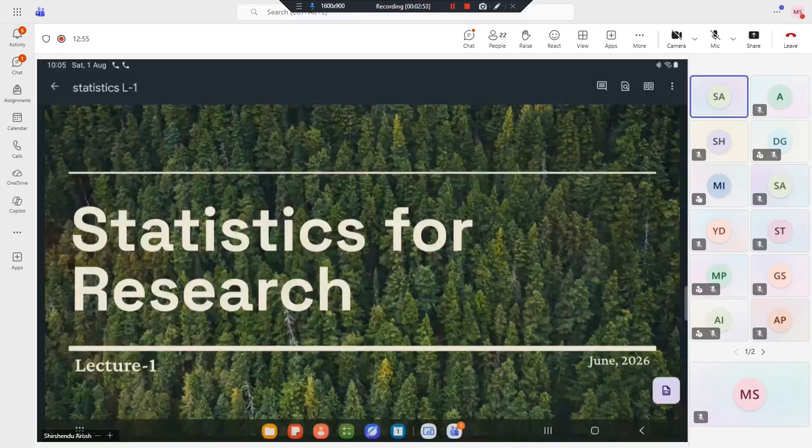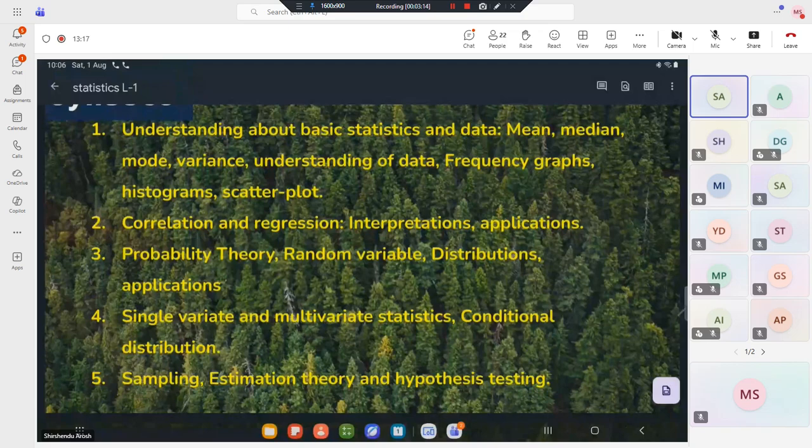We'll talk about the basic graphs. Today's class we'll also talk a little bit about data, because data is a very important thing for any statistical inference and the basics of statistics. Then we'll go to correlation and regression, their interpretations, and how regression is connected to estimation theory. Eventually we'll talk about probability, then distributions, the binomial distribution, normal distribution, and all the distributions, and then joint probability.